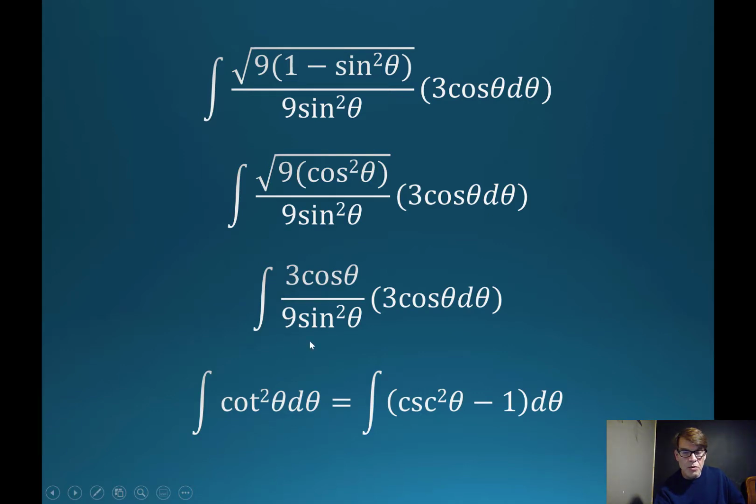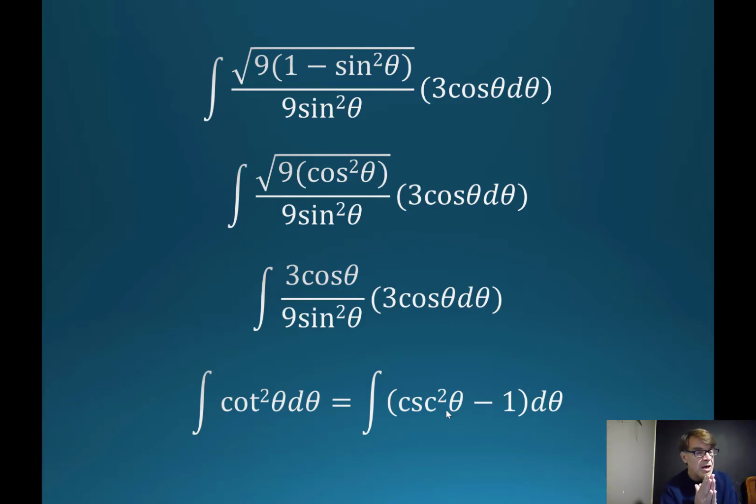Cosine squared over sine squared is cotangent squared, right? The tangent is sine over cosine, so the cotangent is cosine over sine. So we've got that. Now, here's a formula that I don't have really well in mind. Let us pause to memorize this formula. The cotangent squared theta equals cosecant squared theta minus 1.